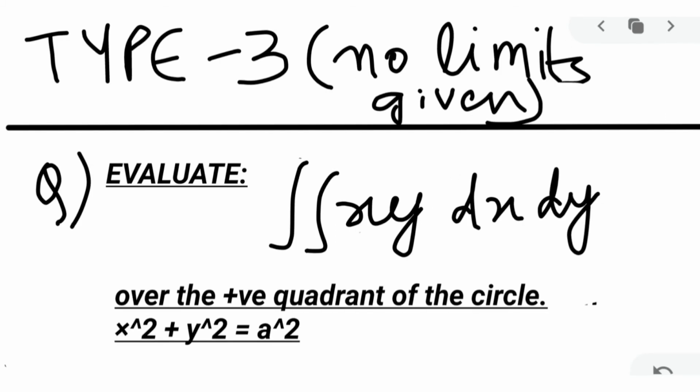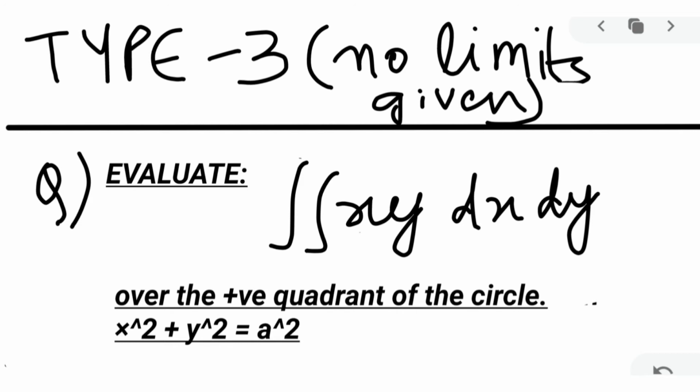We are starting with the third type. In the third type, no limits will be given. So here we need to find out the limits. We have taken this example. Evaluate this integration over the positive quadrant of the circle x square plus y square equals to a square. Here we can see there are no limits provided in the double integration. So we need to find these limits by ourselves from this equation provided.